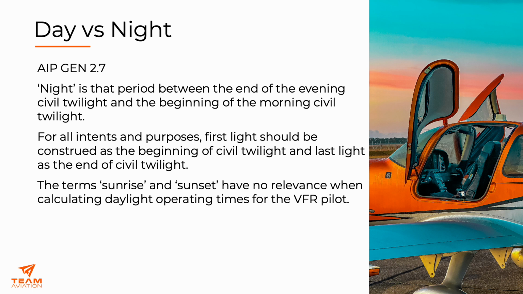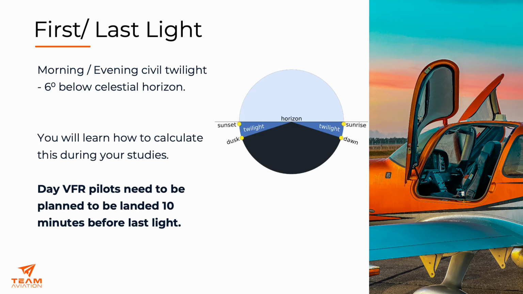For VFR operations, this is critical to understand, as planning must align with official daylight operating limits rather than just sunrise and sunset times. Knowing the exact times for first and last light is essential for VFR pilots. Instead of using sunrise and sunset, we rely on civil twilight. Civil twilight occurs when the sun is 6 degrees below the celestial horizon. First light marks the beginning of morning civil twilight, while last light marks the end of evening civil twilight.